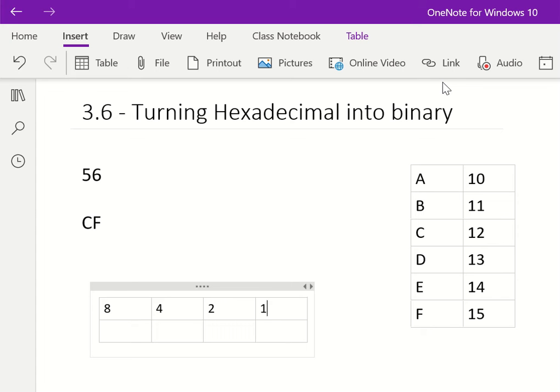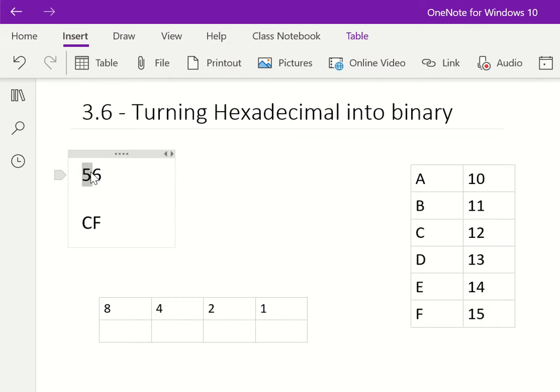In this video, we're going to look at how you can turn a hexadecimal value into a binary value. So what we've got here is two example hexadecimal numbers. We've got 5, 6 and CF. So the first thing to do is remember that a hexadecimal is split into nibbles.